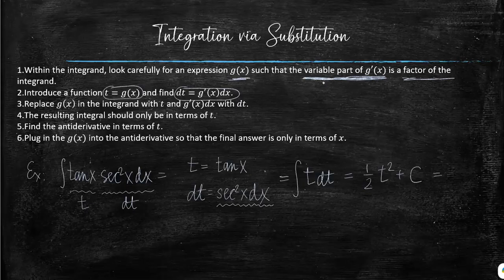Now, we found the antiderivative in terms of t, and now we're going to plug g of x back into this function. The answer shouldn't have t in it, the answer should be in terms of x, because that's how the original question was asked. So in the last step we plug in tangent x for t. Oh, dx. Got carried away here. Plus c. And now that the final answer is in terms of x only, we are done.